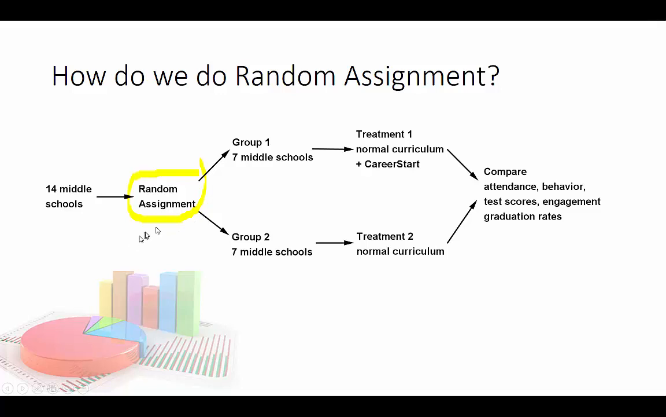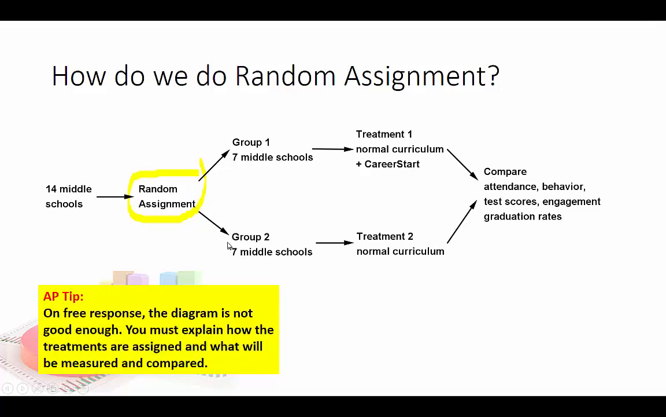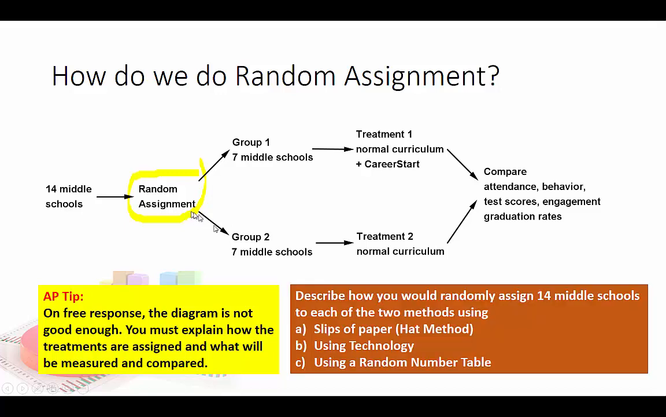Remember, we had talked about this before. In the random assignment, we show it right here. These are our subjects. We're going to do random assignment and split them into two groups. Now, on free response, when you take the AP test, the diagram is not good enough. You have to explain how the treatments are assigned and what will be measured and compared. So just for assignment, first of all, how do you assign the 14 schools?